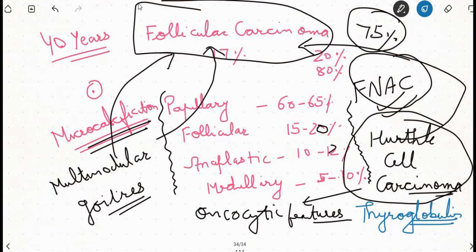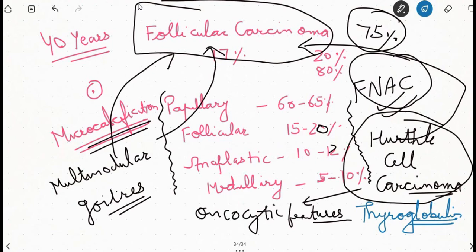In case when the lymph nodes are enlarged, modified radical neck dissection is done. So remember, Hurthle cell carcinoma is a more aggressive follicular carcinoma. It has 75% malignant cells, more chances of lymphatic spread, more chances of mortality.